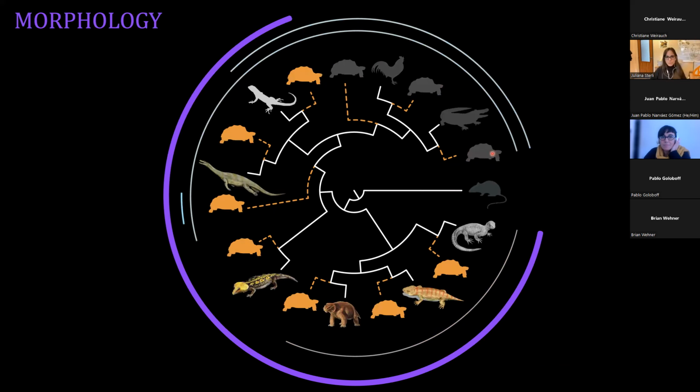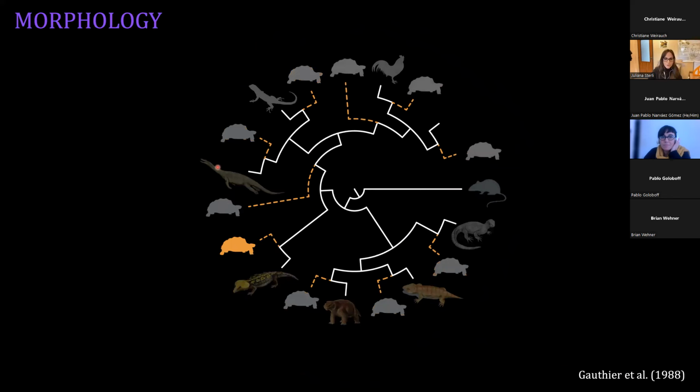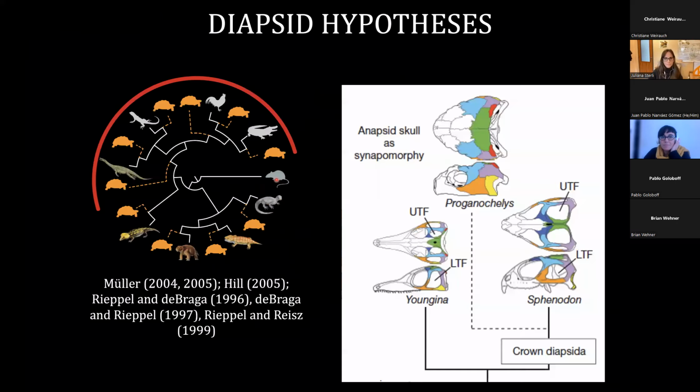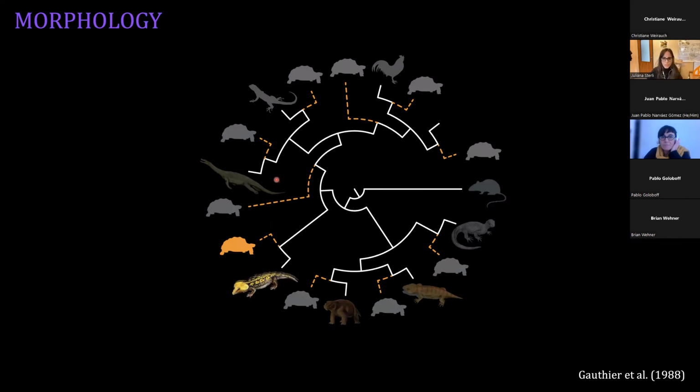From the morphological point of view, we have three main hypotheses. Turtles related with captorhinids as the sister group of diapsids. And this was proposed by Gauthier et al. in 1988, and was one of the first cladistic phylogenies published about amniote evolution. And in this paper, they highlighted the importance of including extinct taxa into phylogenies to try to understand the interrelationship of taxa.